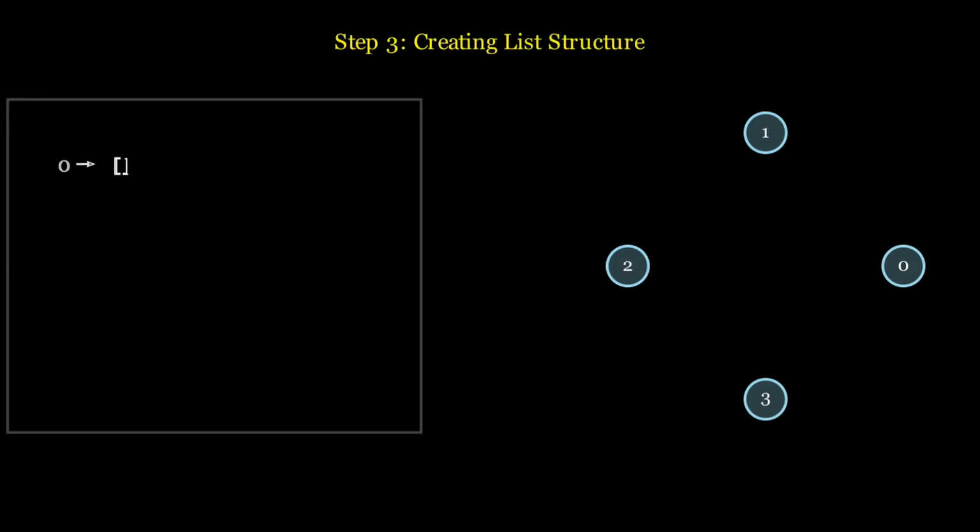First, we will create the nodes of our graph. Each node is represented by a circle with a label inside. Next, we will create the structure of the adjacency list. Each node's list is initialized as empty, indicating no connections yet. As we add the edges, we will update these lists to reflect the connections.